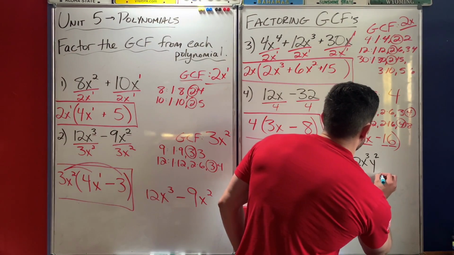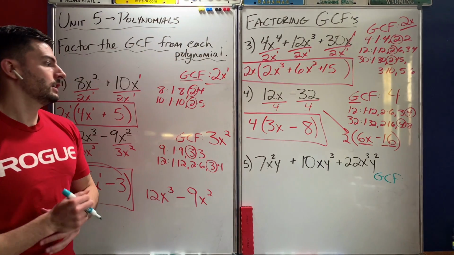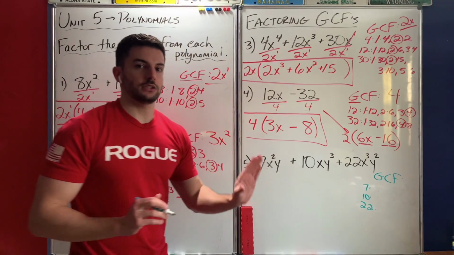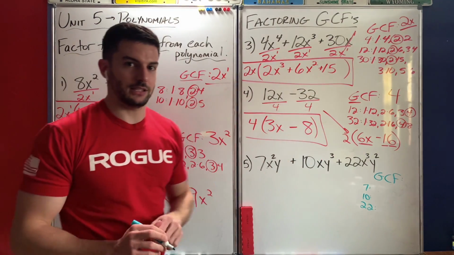Step 1, find your GCF. Okay, find your GCF. So again, we look at our numbers, 7, 10, and 22. Now here's a little shortcut with this too, because I know, again, with 3 numbers, you might be like, oh, I don't want to make those lists every time.